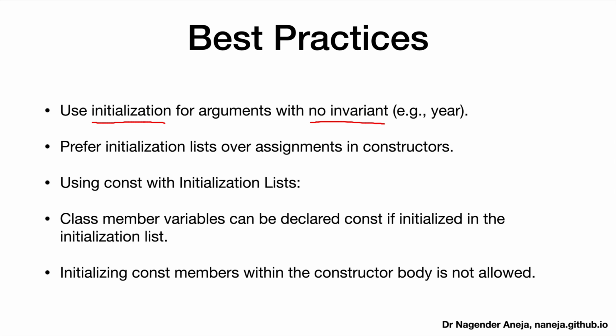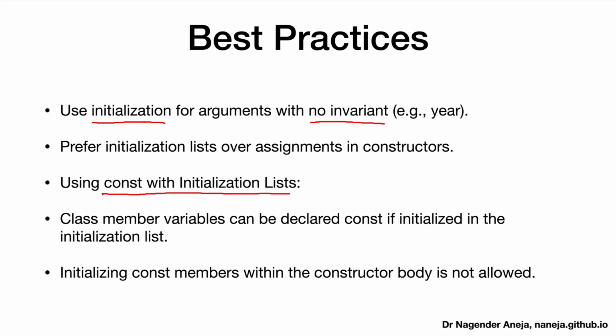Okay, so that's one. Use initialization for arguments with no invariant. Second, prefer initialization list over assignments in constructor. So if you have a constructor, then we'll prefer initialization list rather than using the assignments in the constructor. Third, using const with initializer list.